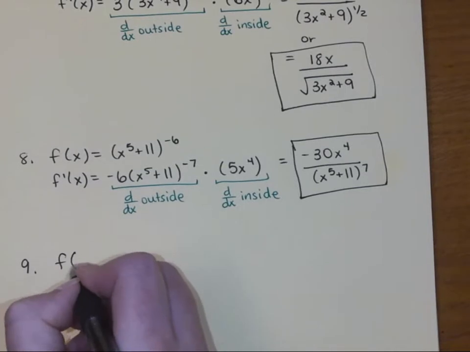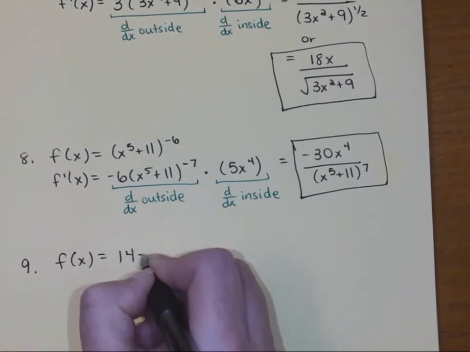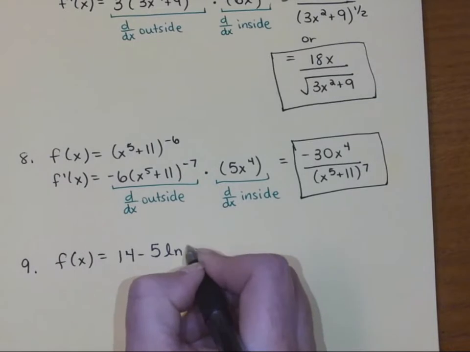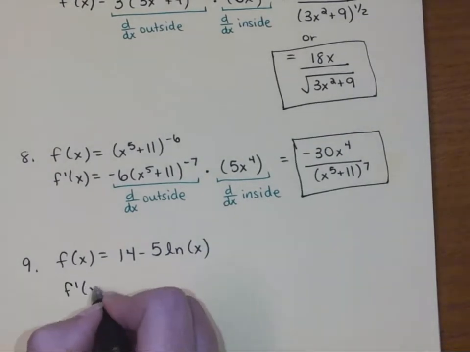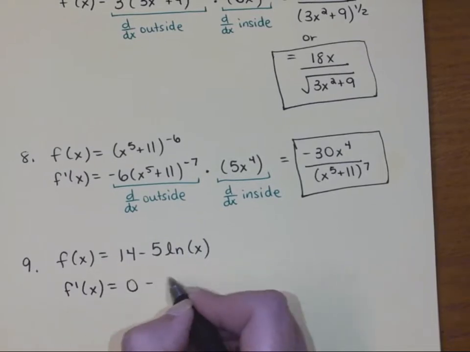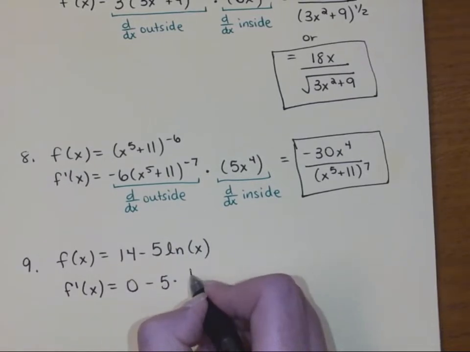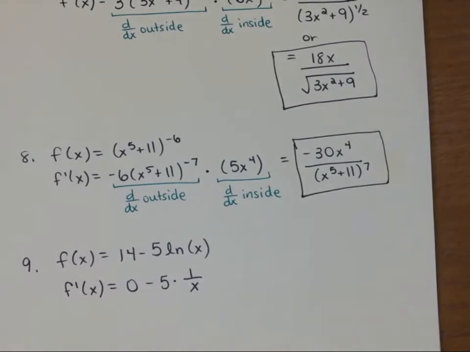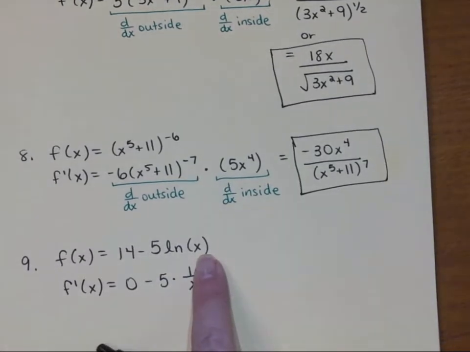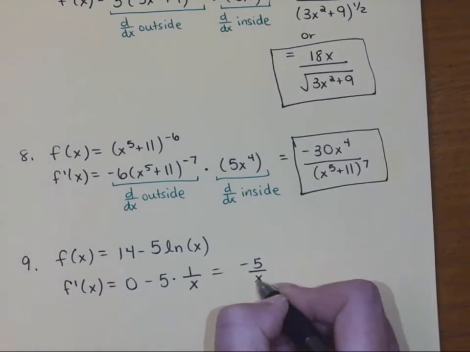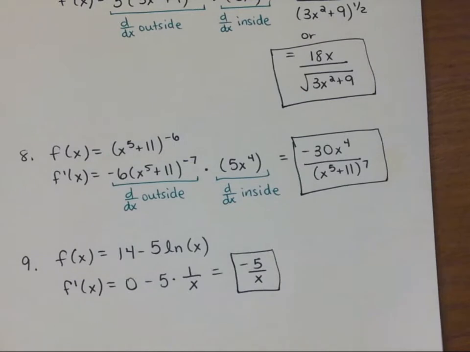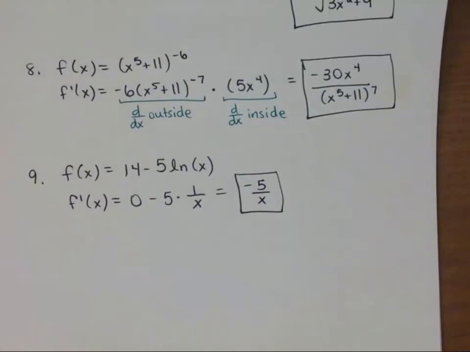Number 9, f of x equals 14 minus 5 natural log of x. The derivative of 14 is 0. The constant comes down, the derivative of ln of x is 1 over x. Notice I don't have to do chain rule here because it's just the plain old natural log of x. If it were natural log of something else, we would need to do times the derivative. So this one actually does not involve chain rule. It's one of the few on this review that doesn't involve chain rule, but that's what you end up getting.